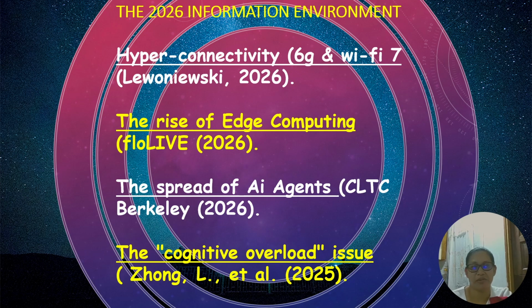Now, the rise of edge computing. Today, much of our data is processed directly on our personal devices instead of on central servers. And because of this shift, platforms have less control, making it more difficult for them to filter out or stop misleading information before it spreads.